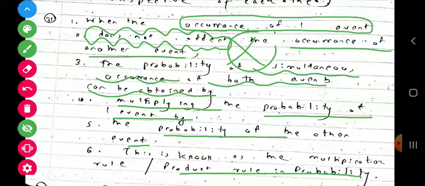When the occurrence of one event does not affect the occurrence of another event, the probability of the simultaneous occurrence of both events, that means the probability of occurrence of the two events at the same time, can be obtained by multiplying the probability of one independent event by the probability of another independent event. This is known as the product rule, or the multiplication rule, in genetics.